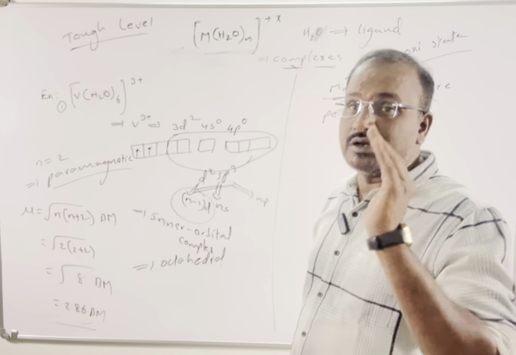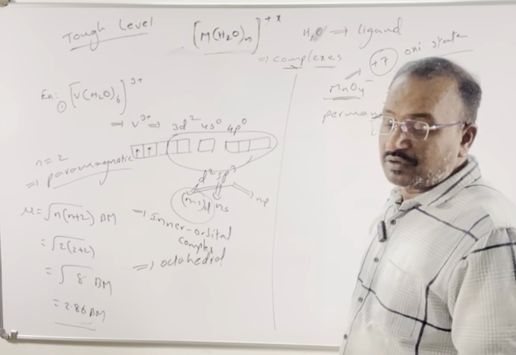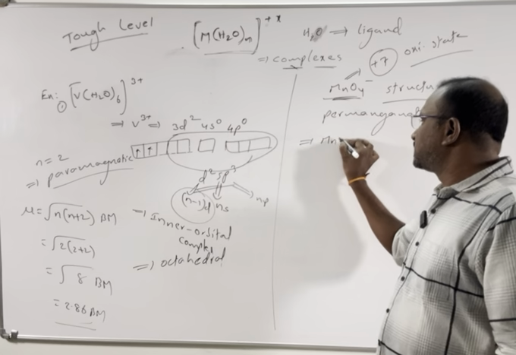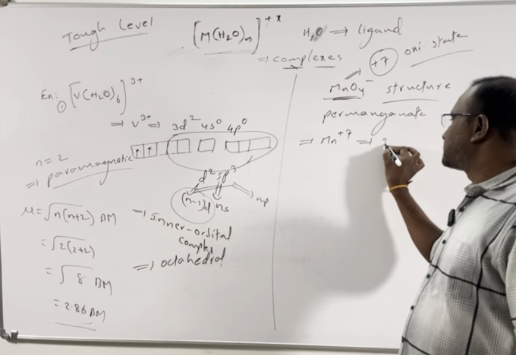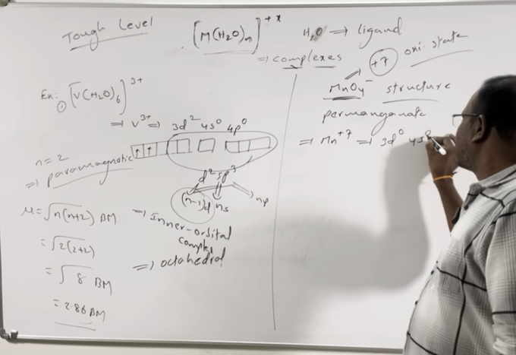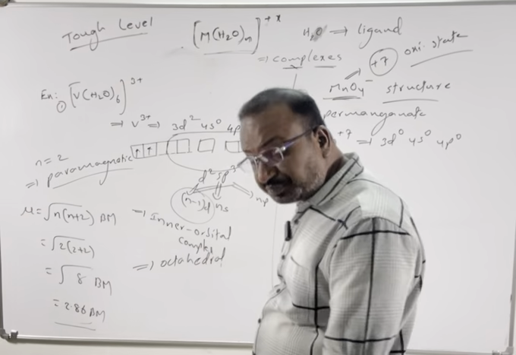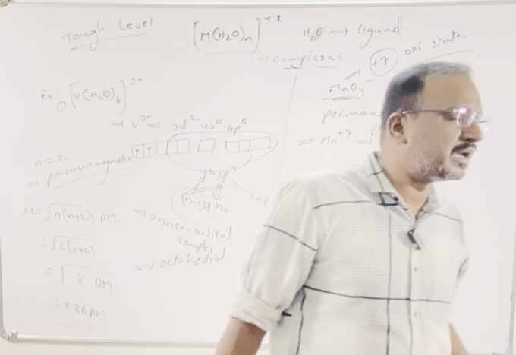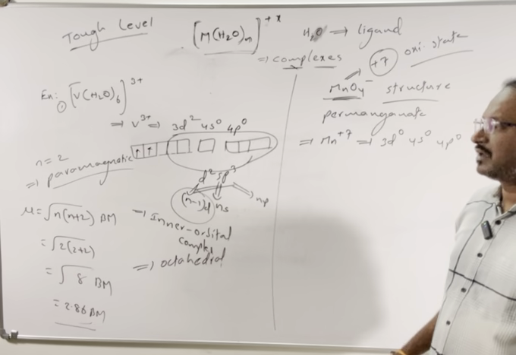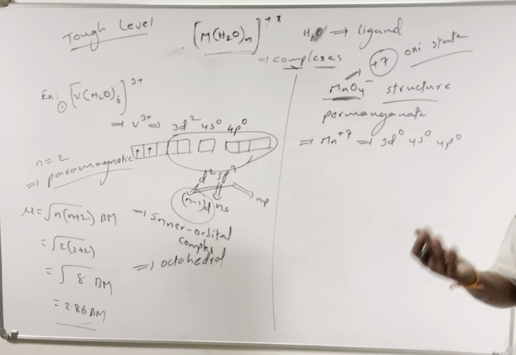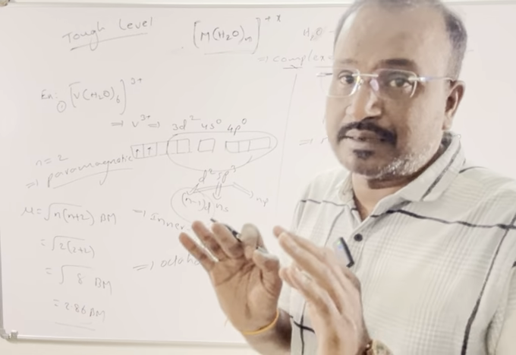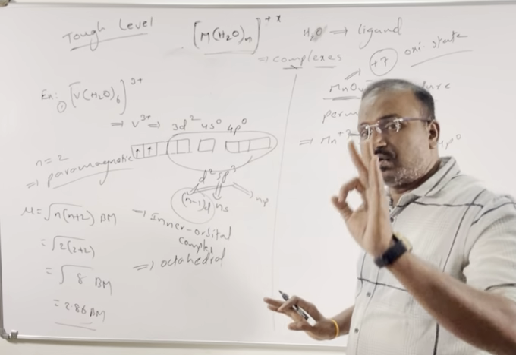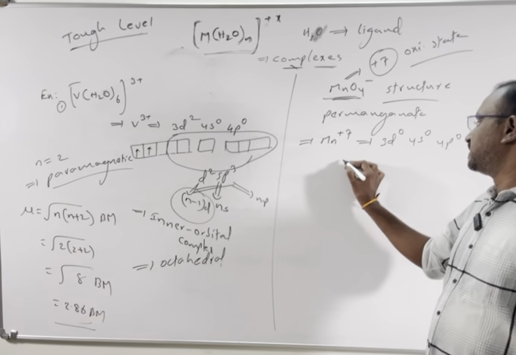Here we have dative bonds, coordinate covalent bonds. Why? Because for Mn7, the manganese oxidation state, as I already told you, is +7. +7 means 3d0, 4s0, 4p0. No electrons in the d orbital, no electrons in the 4s orbital, no electrons in the 4p orbital. Then how will it be a simple molecule? It is not simple. There are no normal covalent bonds in this case. In this case, we have coordinate covalent bonds.